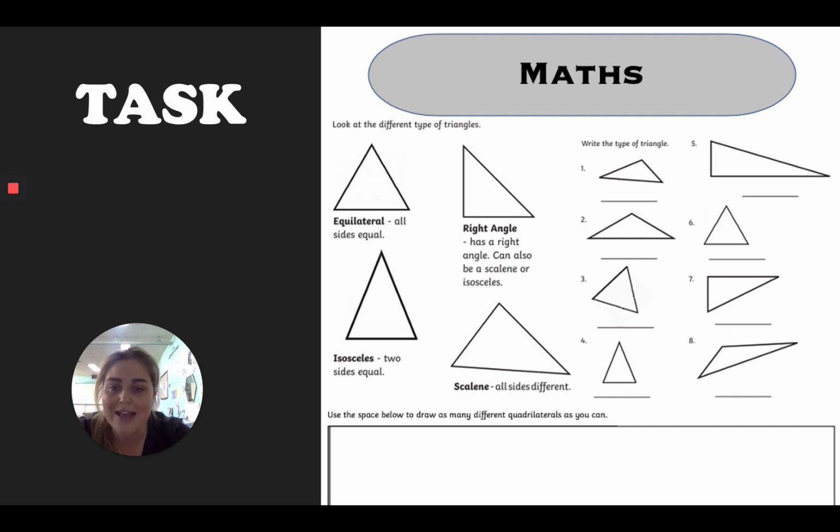So your task for today, you need to do the first option, which is looking at your triangles, using the 4 triangles that are here. You need to name the type of triangle over on the right. So you need to have a look at it and see whether all the sides are equal, all the angles are equal, and determine whether it's an equilateral, right angle, isosceles, or scalene.